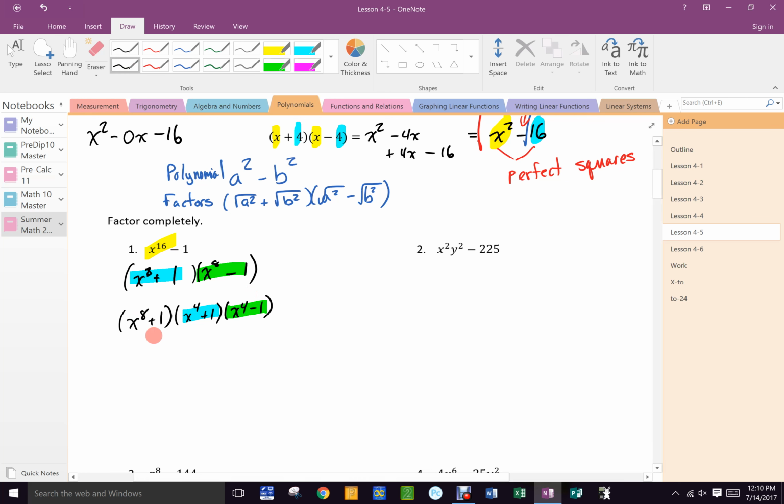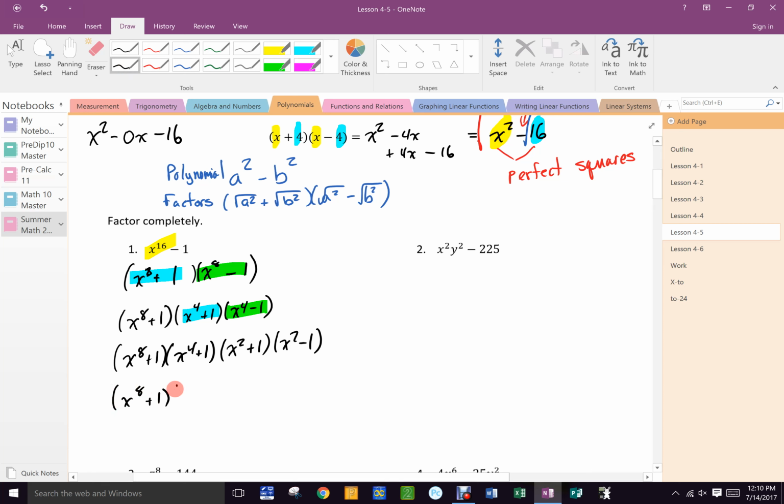Can I forget about the first two? No. x to the 8th plus 1. X to the 4th plus 1. What's this guy become? x squared plus 1 and x squared minus 1. I like to do the plus 1 first. But it doesn't matter. Am I done? No. Why? Because I can go further. With which one? Green. I didn't highlight him. The last one.